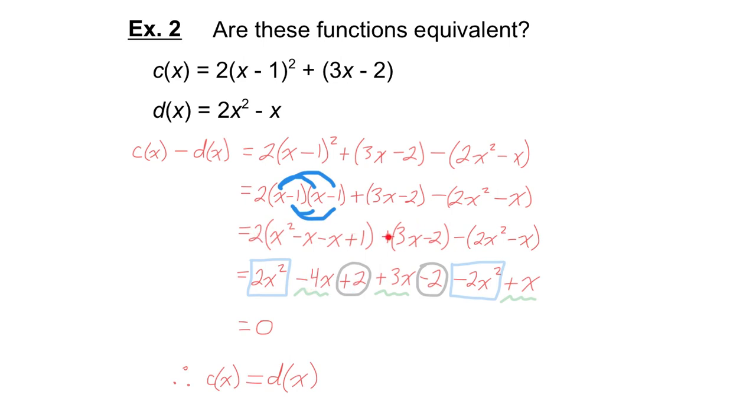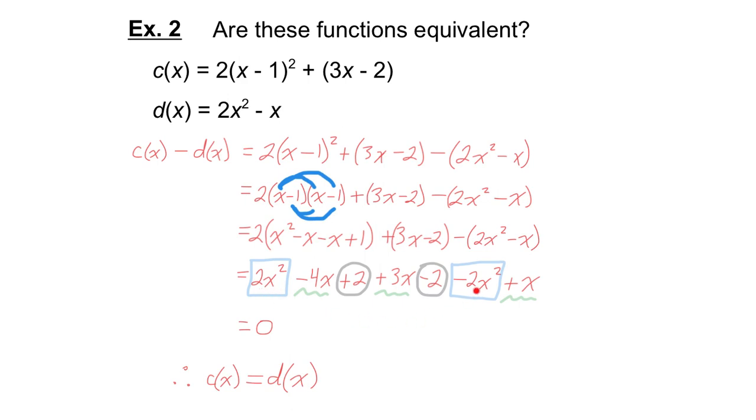On the other side, I'm adding 3x. I'm adding negative 2, so that's minus 2. Over here, I'm subtracting 2x squared, so minus 2x squared, and I'm subtracting minus x, so that's plus x. Once I notice all my like terms, I put them together, and they all cancel each other out.